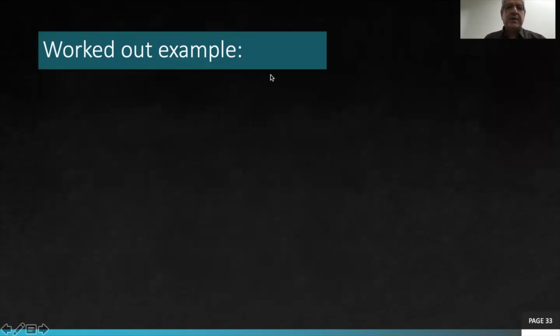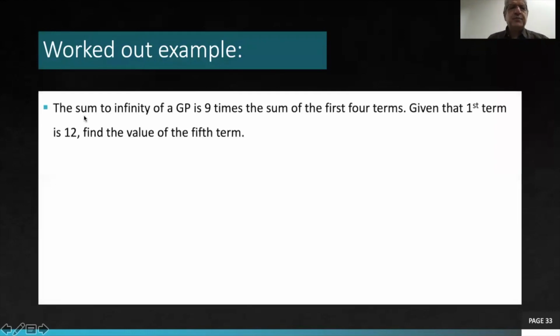Now, a worked example again. The sum to infinity of a GP is 9 times the sum of the first 4 terms. Given that the first term is 12, find the value of the 5th term, okay? Now, let us see what we can do. Okay, the sum to infinity is 9 times this. This is the first 4 terms: a plus ar, plus ar squared, and plus ar cubed.